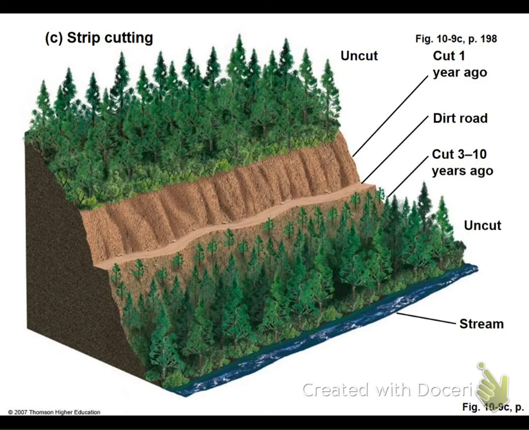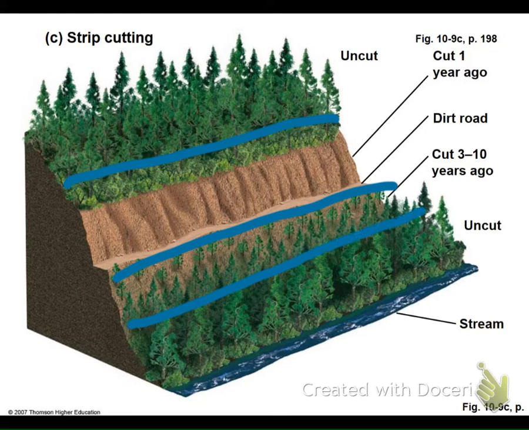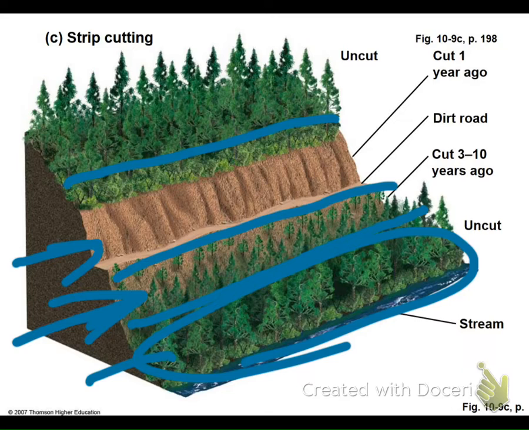The best way of doing it is called strip cutting. What they do is they have this area right here where they cut, and say 3 to 10 years later, they come into a new area and cut. By that time, the first area you cut is starting to look like that. The new area is like this. And 5 to 10 years before that, they cut this area down here.